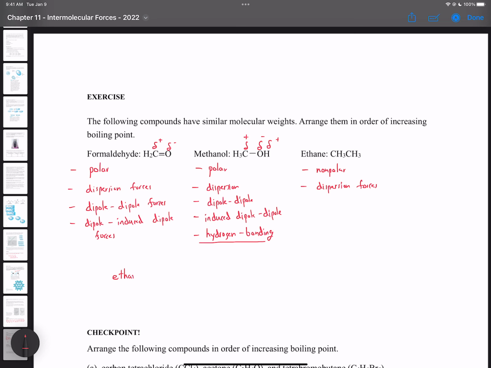ethane is less than formaldehyde. This makes sense, right? Because ethane is a gas, formaldehyde is also a gas, and methanol is a liquid at room temperature. Methanol's strongest intermolecular force is hydrogen bonding, formaldehyde's is dipole-dipole, and ethane's is dispersion. So by that order, it goes from ethane, formaldehyde, then methanol.